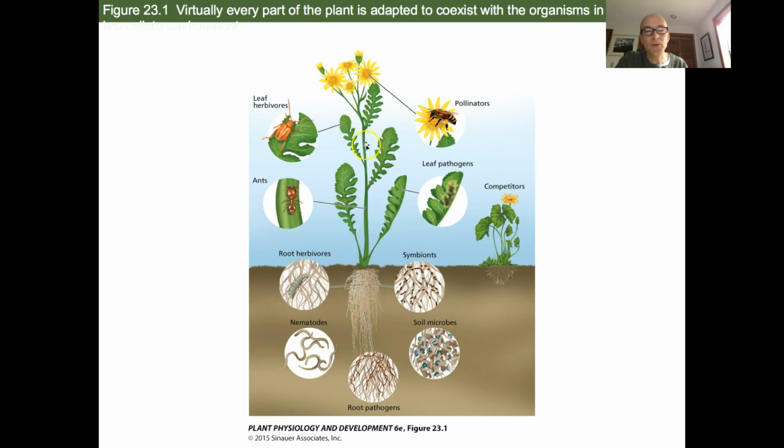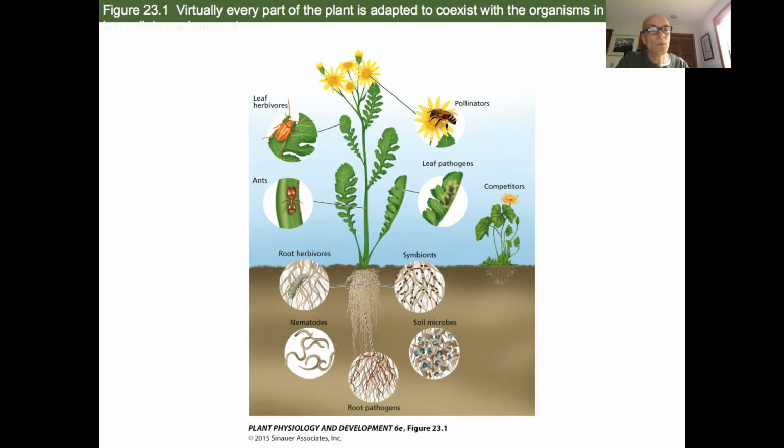And then above ground, there are herbivores nibbling on the leaves, and there are pollinators that the plant wants to attract. There are leaf pathogens that are basically also eating away on the leaf, and other insects that the plant interacts with. And then, of course, there's competition between plants as well. So this kind of interaction is oftentimes done by using secondary metabolites.